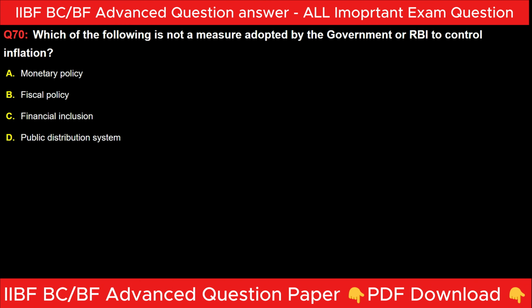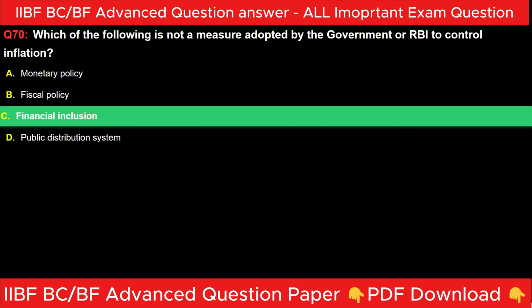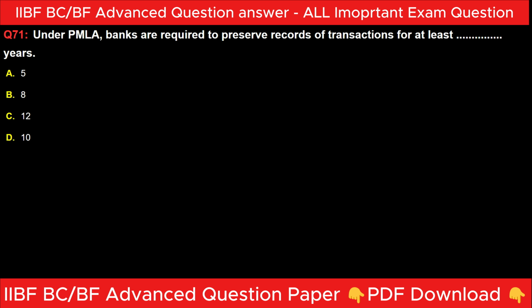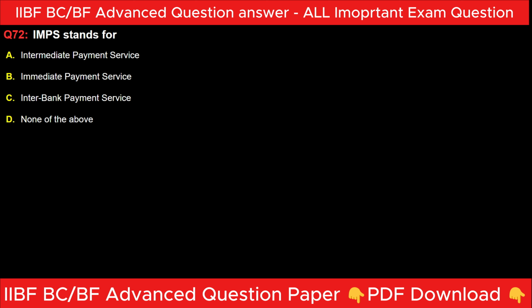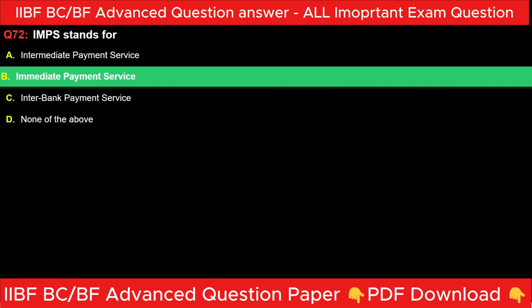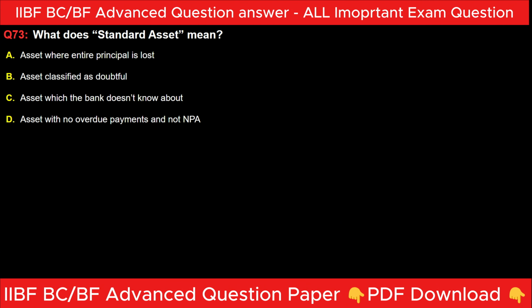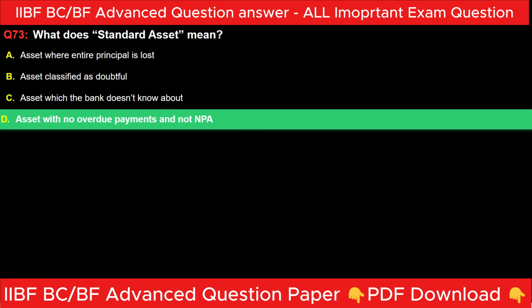Which of the following is not a measure adopted by the government or RBI to control inflation? Financial inclusion. Under PMLA, banks are required to preserve records of transactions for at least 5 years. IMPS stands for Immediate Payment Service. What does standard asset mean? Asset with no overdue payments and not NPA.